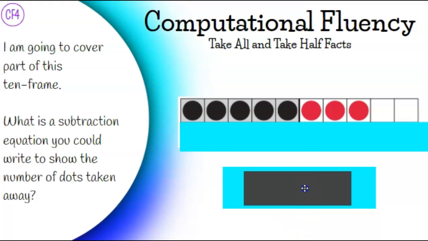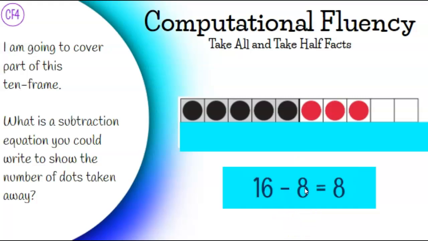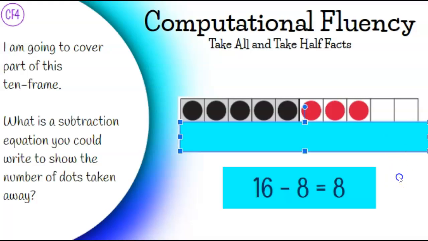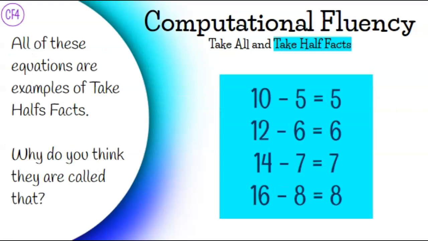All right, let's check. If you wrote 16 minus 8 equals 8, great job. There were 16 dots in all. I covered up half of them, leaving only 8 to show. 16 minus 8 equals 8. All of these equations that we just worked on here are examples of what we call take half facts. Why do you think they're called that?